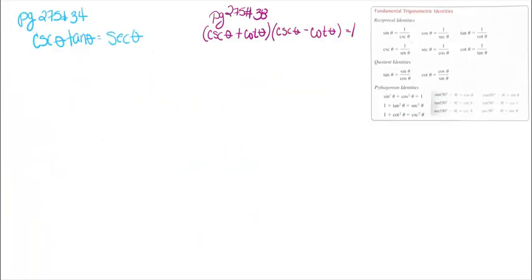All right, I'd like you to look at page 275, numbers 34 and 38. These are very similar to the ones we already worked together in class, so I want you to pause the video and I want you to try to solve these on your own. And the idea is to transform one side of each equation into the other side of the equation. You can work with either side that you want, but because the left side on these is more complicated than the right side, it's going to be beneficial for you to work with the left side and see if you can transform it into the right side.